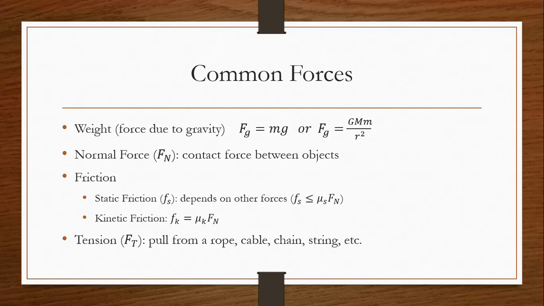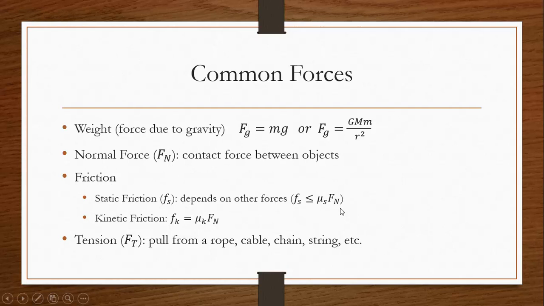One thing to point out about static frictional force is that it kind of depends upon what the other forces are that act on the object. We have an equation to measure the maximum static frictional force, and that's related to what we call the coefficient of static friction, the Greek symbol μs, and the normal force, Fn.